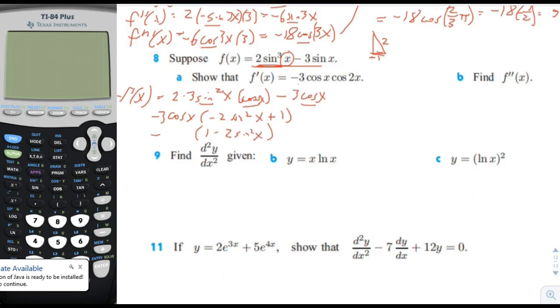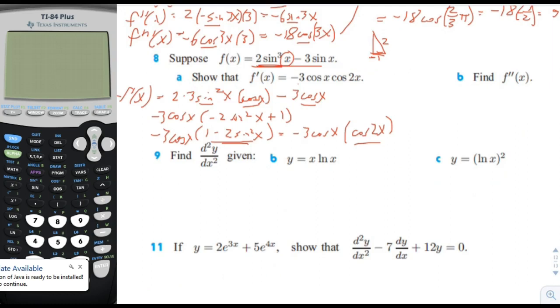And remember that 1 minus 2 sine squared x is an identity that is equal to cosine 2x. So cosine x, and then this is replaced by cosine 2x. This goes back to last semester. Okay, so cosine 2x is equal to 1 minus 2 sine squared x, and so that's how we replace that.